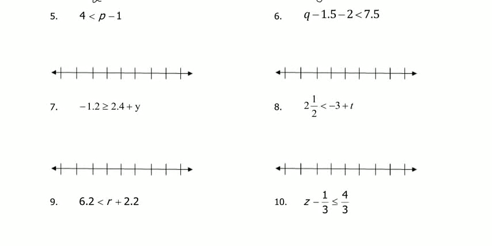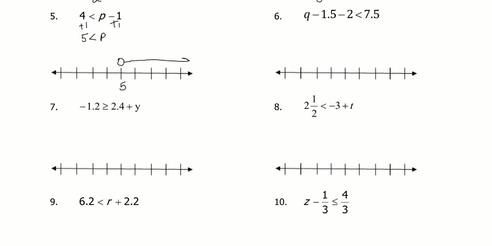Alright, number 5. We can add 1 to both sides of this. And it's going to be 5 less than P. So we put a 5 in the middle with an open dot, and P needs to be bigger. So it's going to be everything to the right.